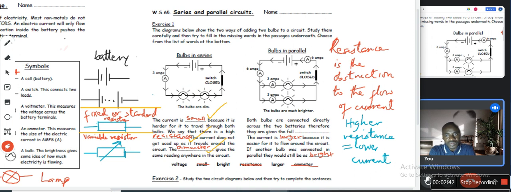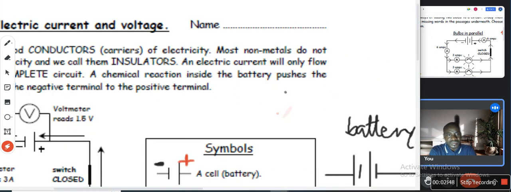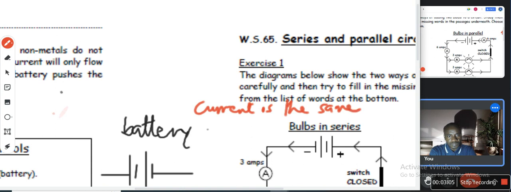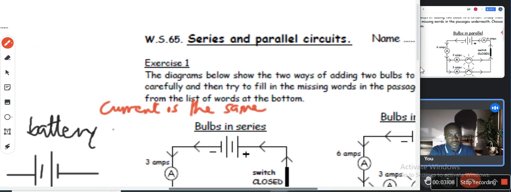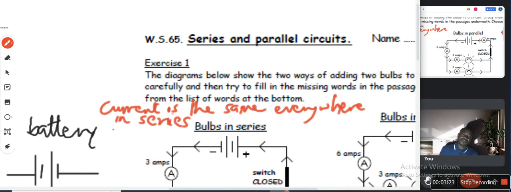I think I have to look for a small place to write it down. Let me zoom in and write it. Current is the same everywhere in series. Can it fit in here? Okay. Everywhere in series. In series, because it is the same current that flows. Read what I wrote. Read it out. Current is the same everywhere in series.